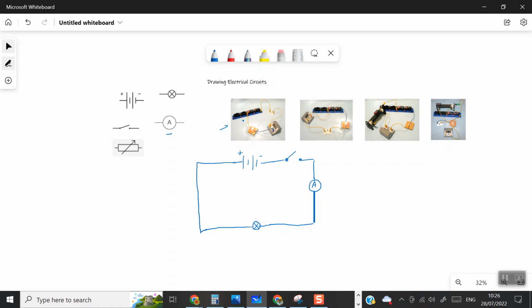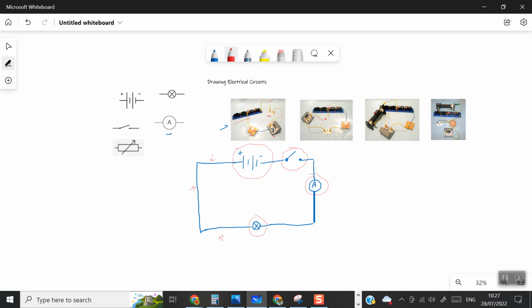So if we look at these, this is the battery here, the switch, this is the switch here, the ammeter, this is the ammeter, and the light source, this is the light source here. And then these individual wires are all of these straight lines here, like so. Okay, so that's the first one.